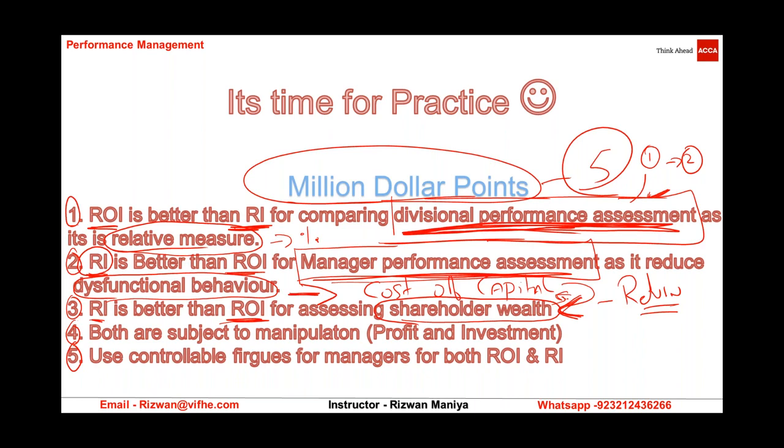So let's compare. For divisional performance, ROI or RI? The answer is ROI. For manager's performance, ROI or RI? So the answer is RI. For checking shareholder wealth, which is the better one? It's RI, because RI uses what? Cost of capital. Okay.